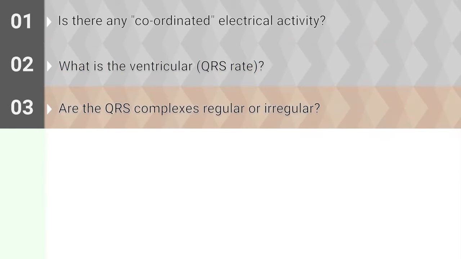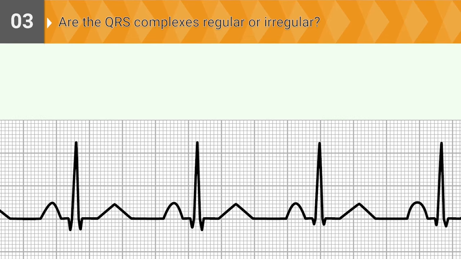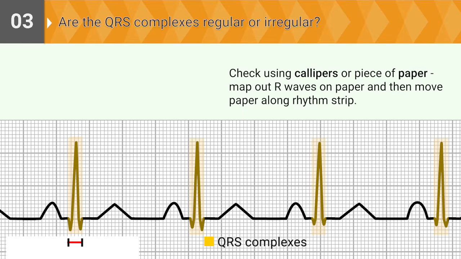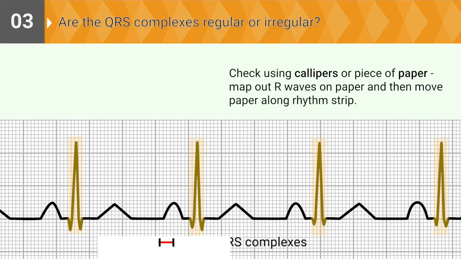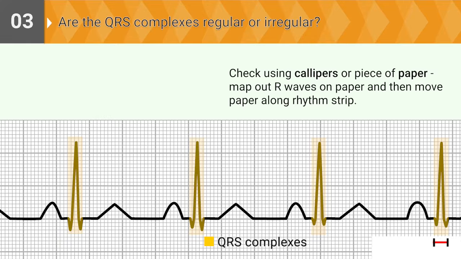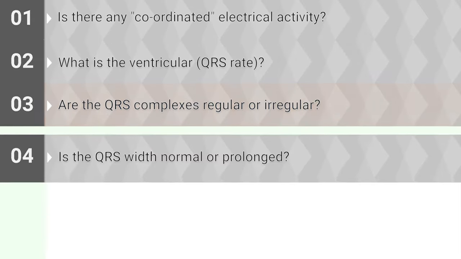Are the QRS complexes regular or irregular? Sometimes it's difficult to determine this on a screen, particularly if the rhythm is very fast. Therefore, it can be helpful to print off a strip where possible, and by using a piece of paper, mark the position of 2 or 3 QRS complexes, then move this along to determine if these match up further along the strip. If they do match, this means the rhythm is regular. Regularity can be helpful in determining the particular rhythm you're dealing with. Also, if the rhythm is irregular, you should consider whether this is regularly irregular. That is, can you see a pattern forming?